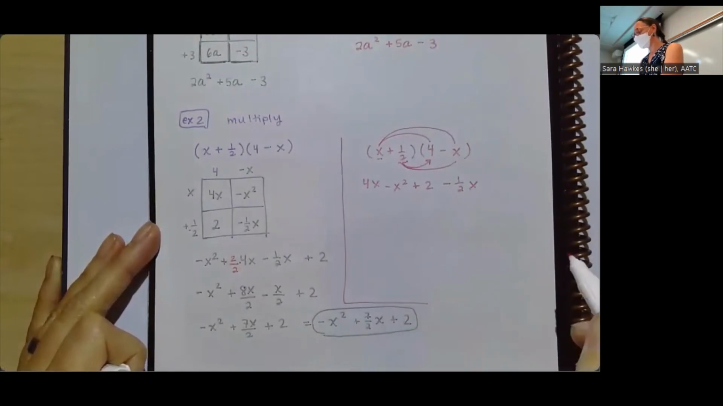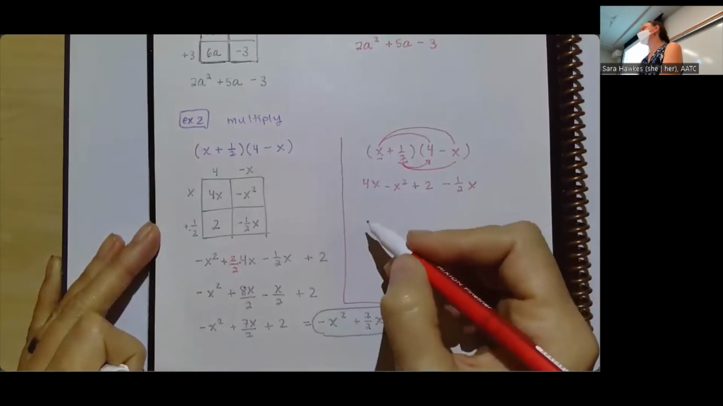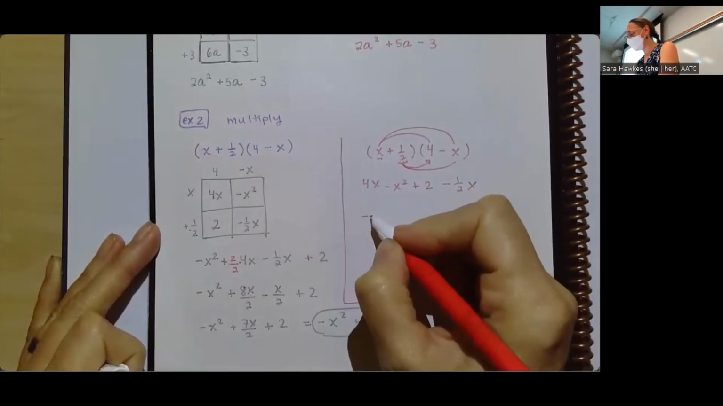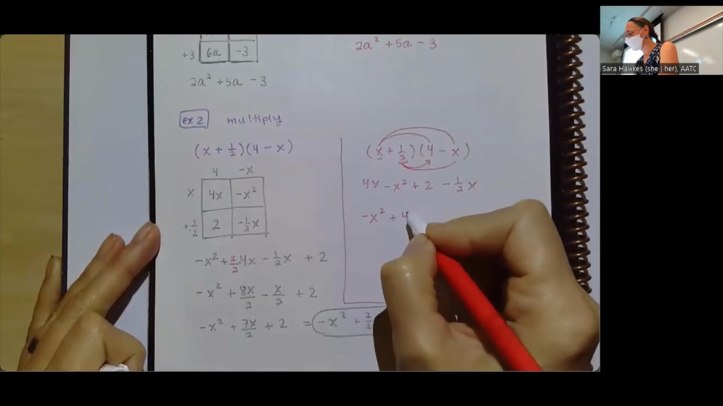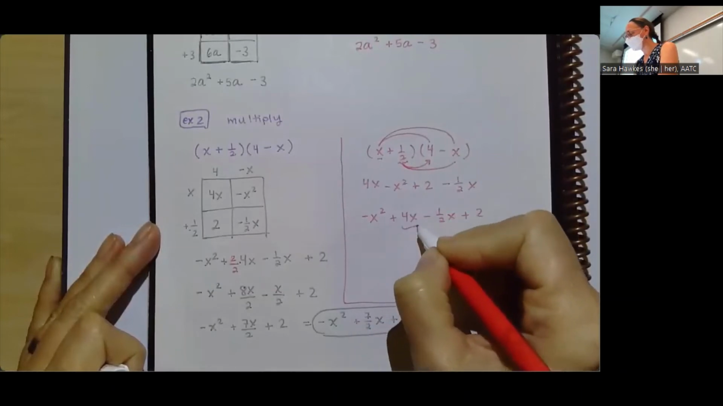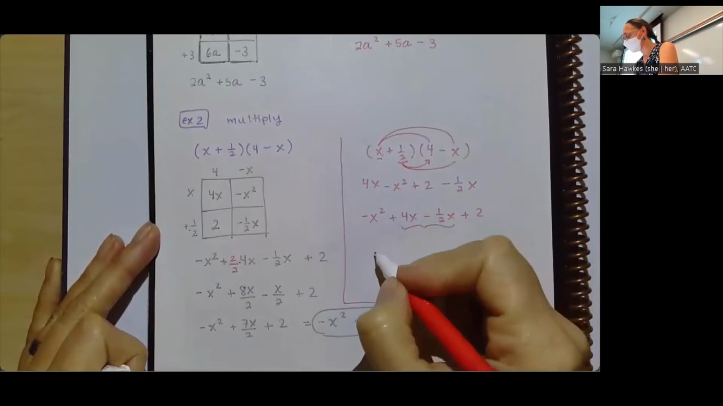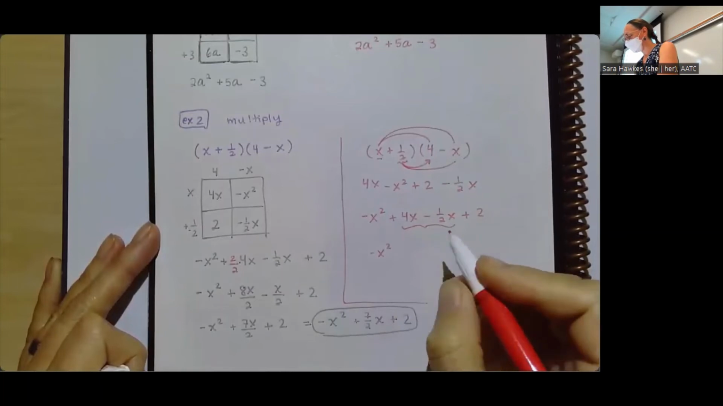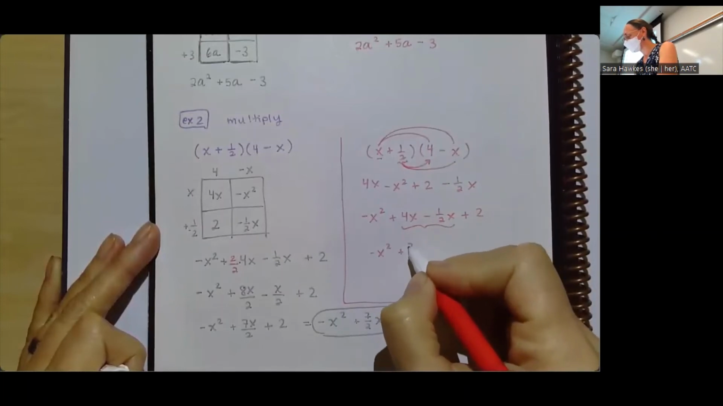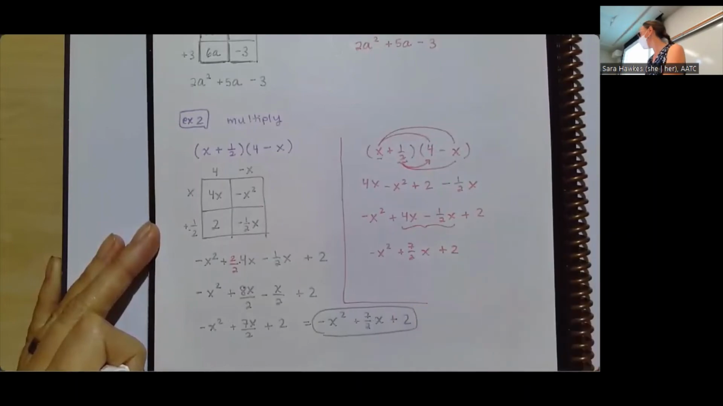If I arrange these from my largest power of x down to my number, I have negative x squared plus 4x minus 1/2 x plus 2. And I'd have to do exactly the same work to combine these. Since we just did it, I'm going to skip that part and say negative x squared plus 7/2 x plus 2.